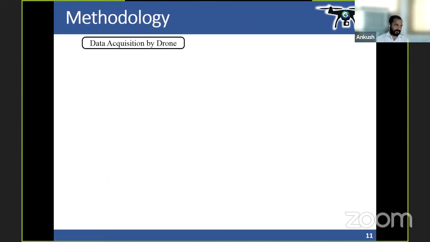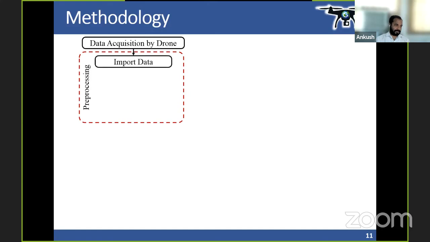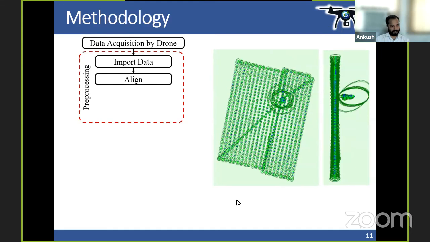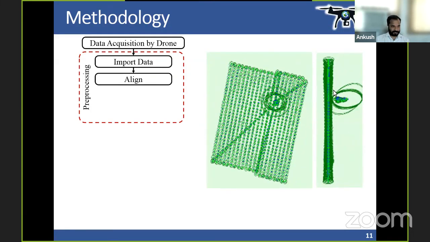So in the methodology part, we started with the data acquisition by the drone. Next, in the processing part, we import the data into our Pix4D software. Next, we align the images. This is an important step. As we can see in this image, these are the circles, and in the other image, these are the aligned images, but these are the other images. Why is it so? Because during takeoff and landing, the drone starts capturing images in the autopilot mode. So we need to remove those images so that all the images will give us a good result.